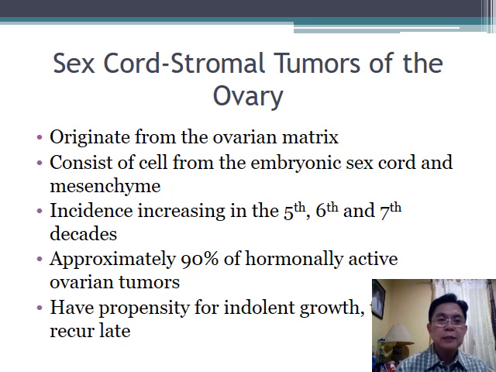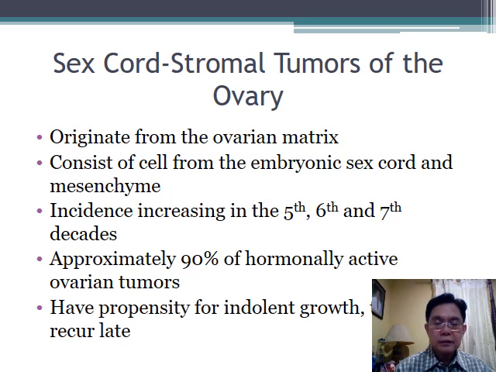Lastly, we'll discuss sex cord stromal tumors of the ovary. This type of ovarian tumor arises from the ovarian matrix, and it consists of cells from embryonic sex cord and mesenchyme. The incidence is quite rare or low, and they are mostly found among women in the 5th to the 7th decades of life.